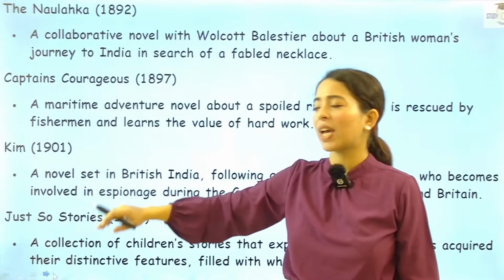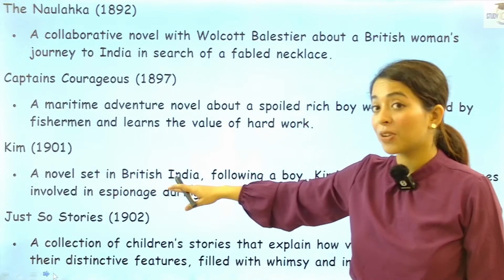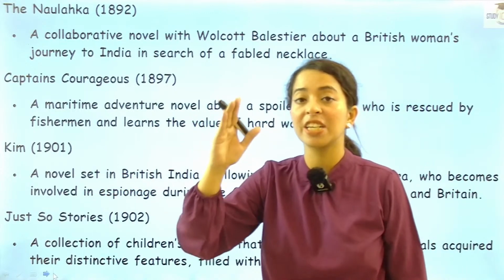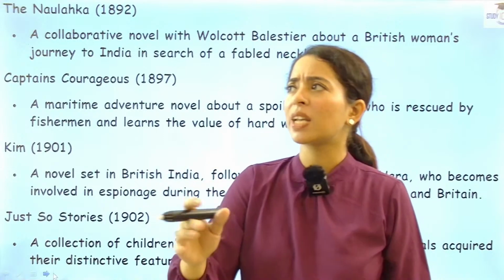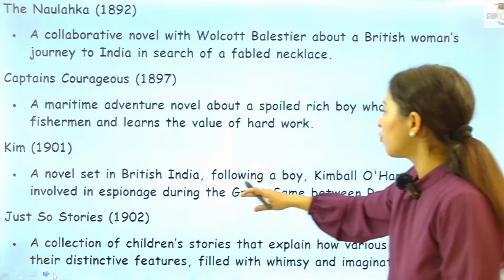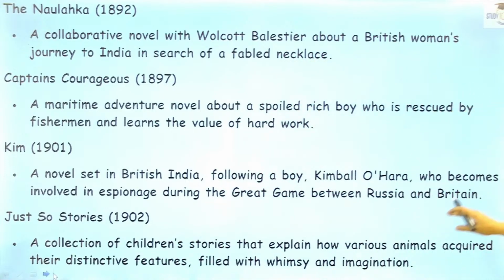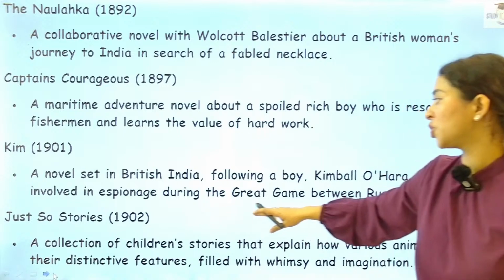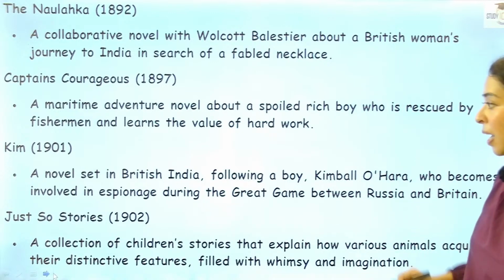Kim has already been asked in the exam. A novel set in British India. The novels that are set in British India, A Passage to India by E.M. Forster is done, Rudyard Kipling's work is done, very important. Following a boy, Kimball O'Hara, who becomes involved in espionage during the Great Game between Russia and Britain.